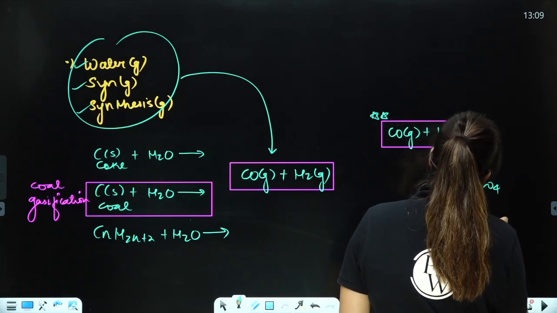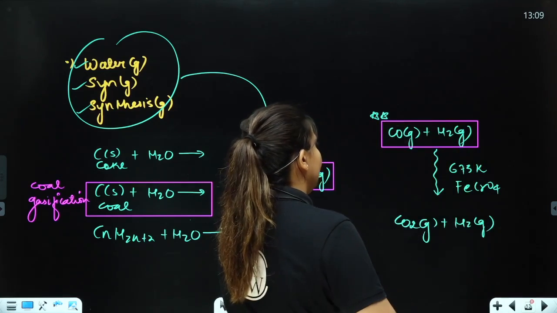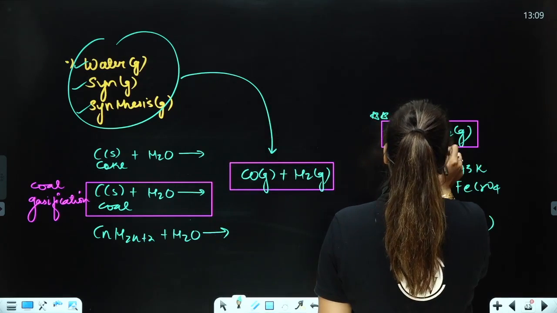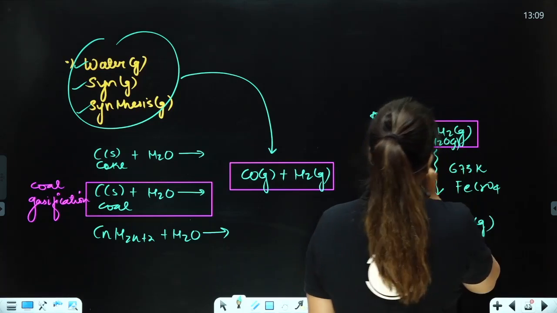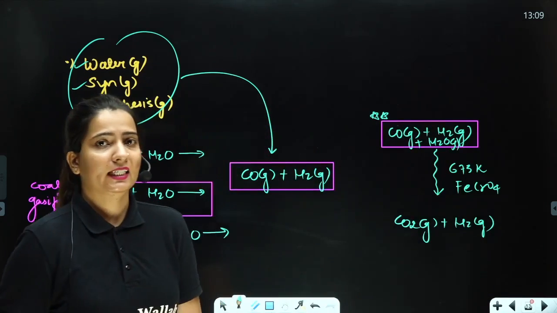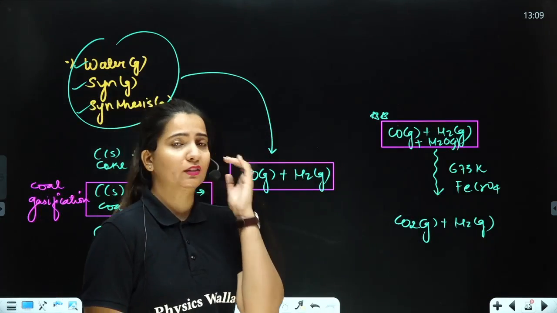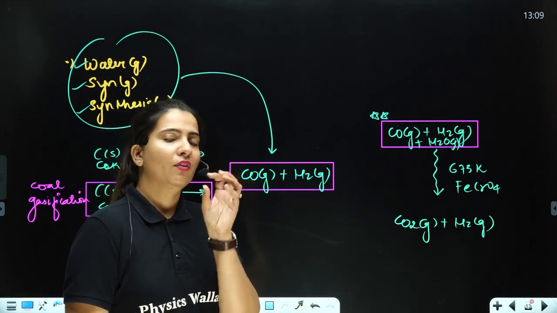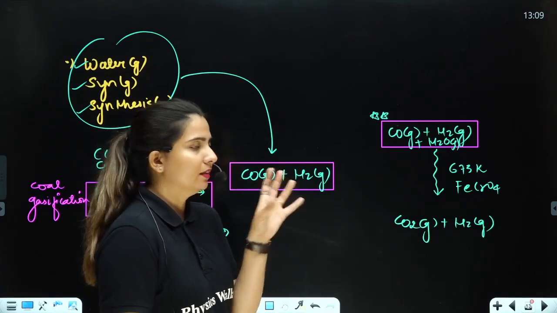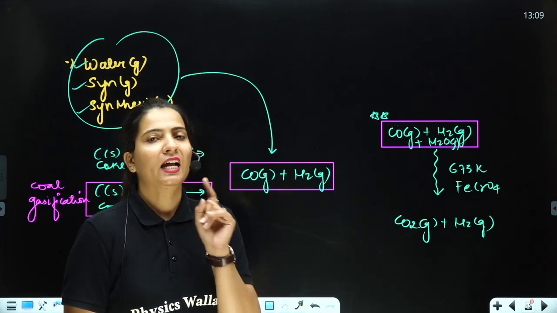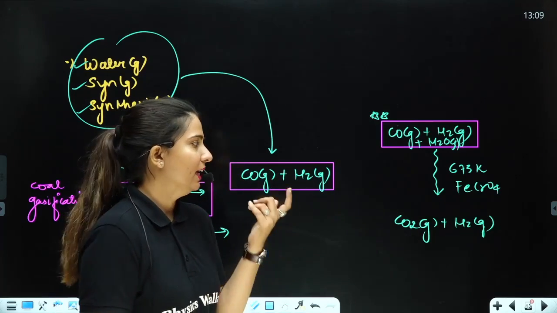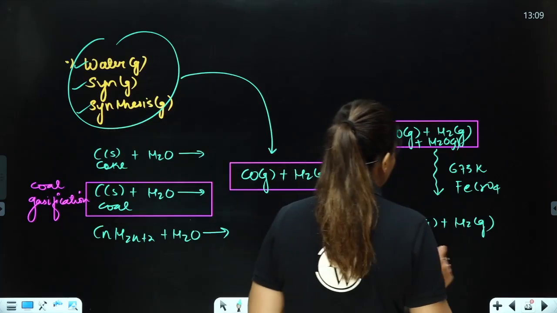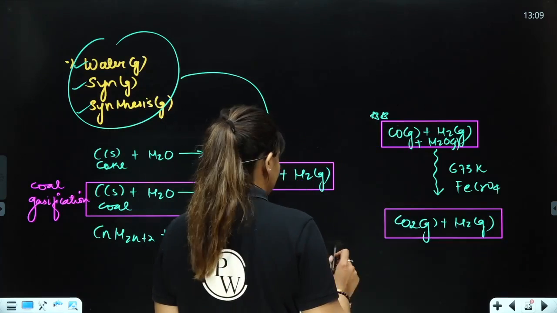Now, what is happening over here? The mixture of CO and H2 is very hard to separate. So what we do is react this mixture with water in the presence of the catalyst FeCrO4 at the temperature 673 Kelvin. As a result, we are getting the mixture CO2 gas and H2 gas.